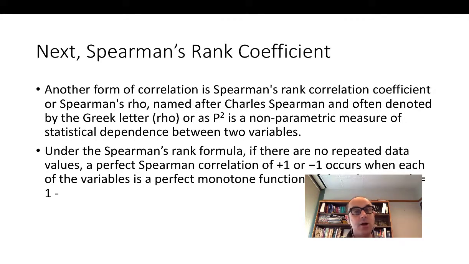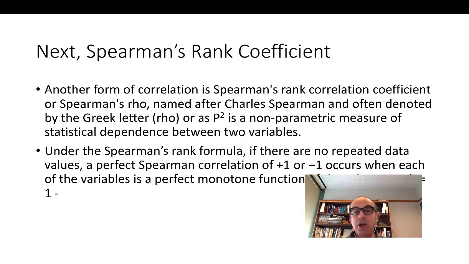Next, the Spearman rank coefficient. It is another way for us to do correlation coefficient, and it's named after Charles Spearman. It often uses the Greek letter rho, and it is a measure of statistical dependence between two variables, which is really important.